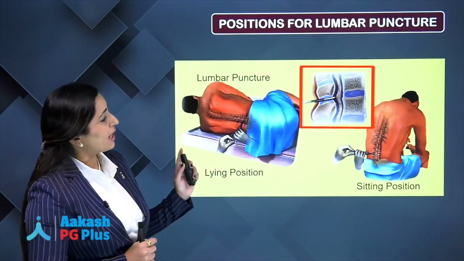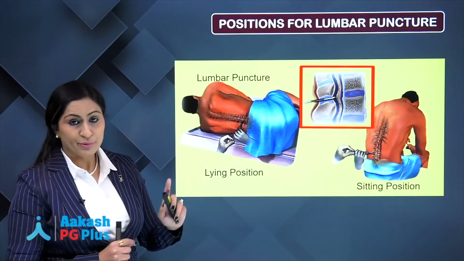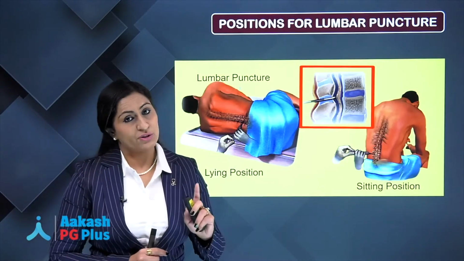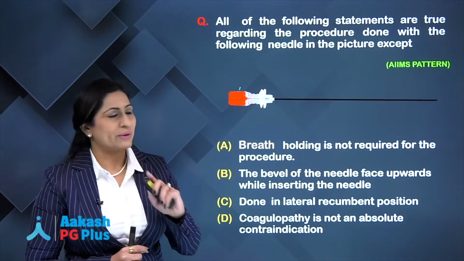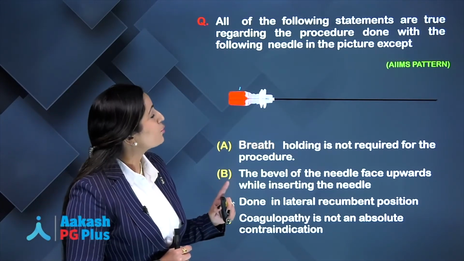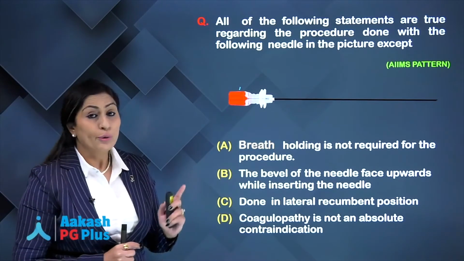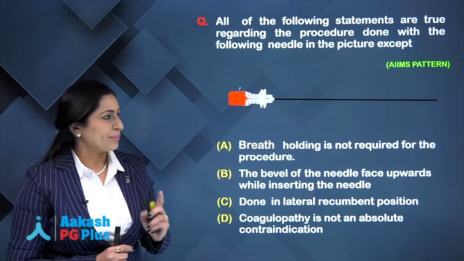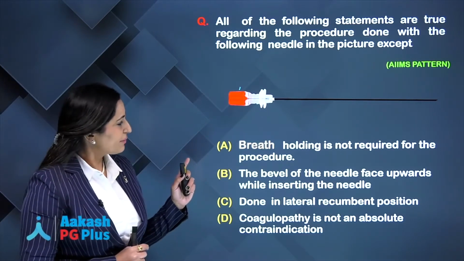So these are, as I have already said, the two positions in which we can perform the central neuraxial block. Now moving on to your question. All of the following statements are true regarding the procedure done with the following needle in picture except. So that's a Quincke's needle, spinal needle.